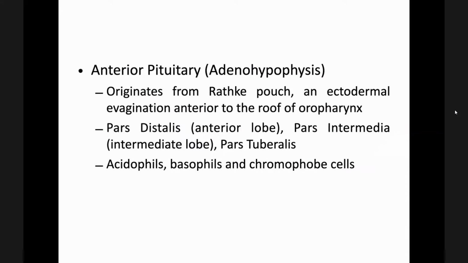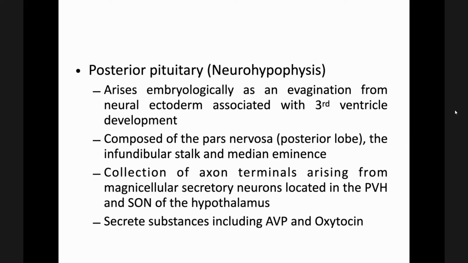The anterior pituitary or adenohypophysis embryologically originates from Rathke's pouch. It is an ectodermal evagination anterior to the roof of the oropharynx, whereas the posterior pituitary, which we also call the neurohypophysis, arises from the neural ectoderm, just from the floor of the third ventricle. It is also a collection of axon terminals arising from the magnocellular secretory neurons located in the paraventricular nucleus and supraoptic nucleus of the hypothalamus, and it secretes substances like vasopressin and oxytocin.